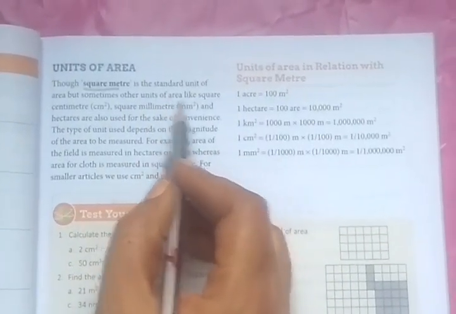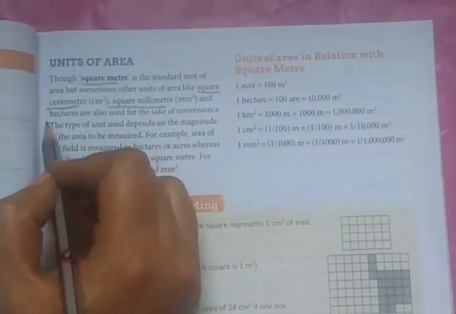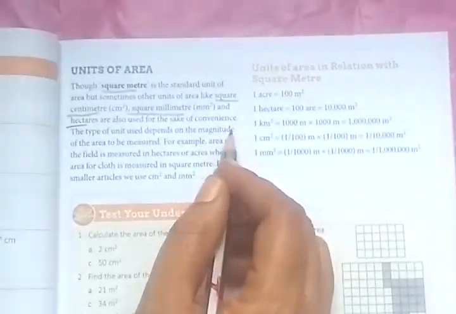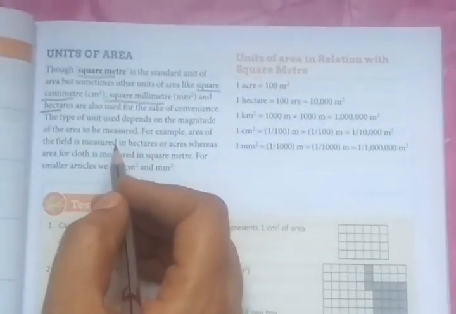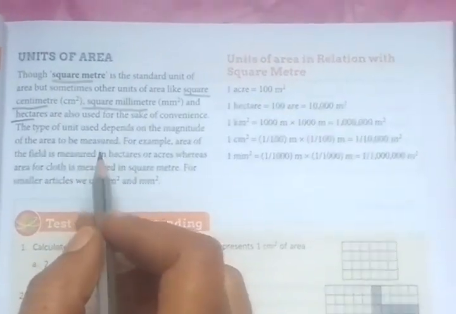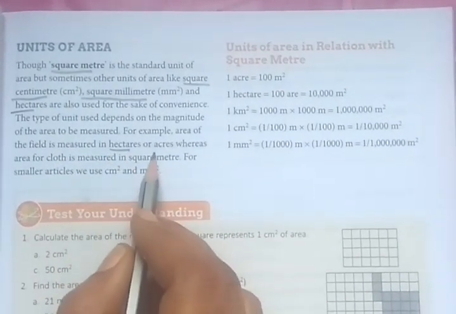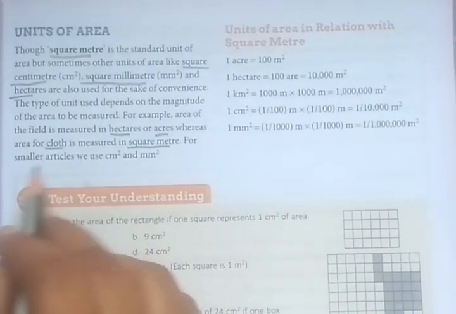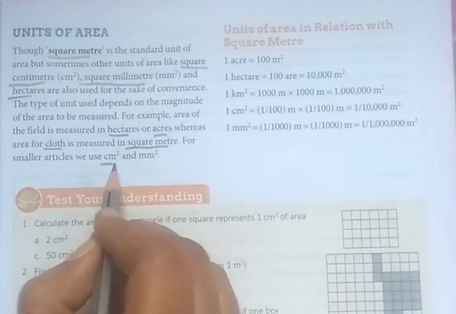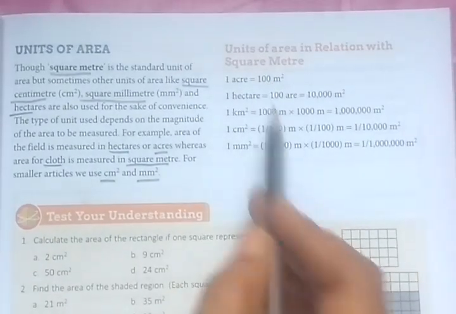But sometimes other units of area like square centimeters, square millimeters and hectares are used for the sake of convenience. So the type of unit depends on the magnitude of the area to be measured. Suppose the area of a field is measured in hectares or acres, the area of cloth is measured in square meters, and smaller articles are measured in centimeter square or millimeter square. So here are units of area in relation with the square meter. Here they are given some values.